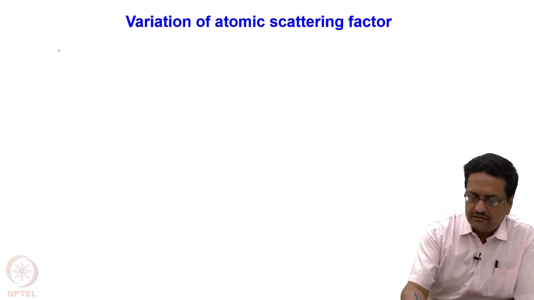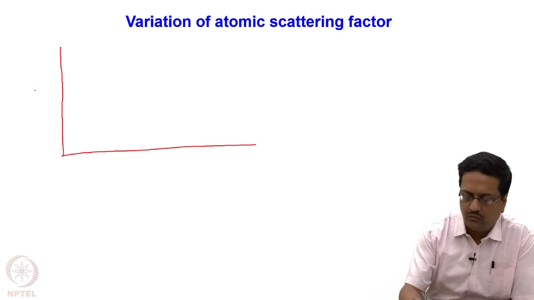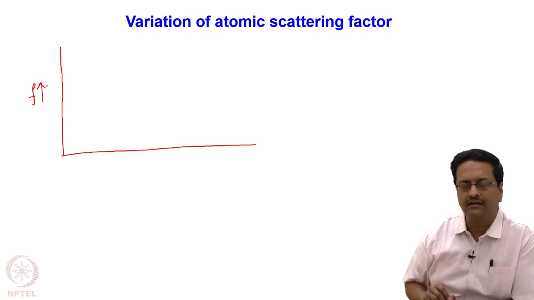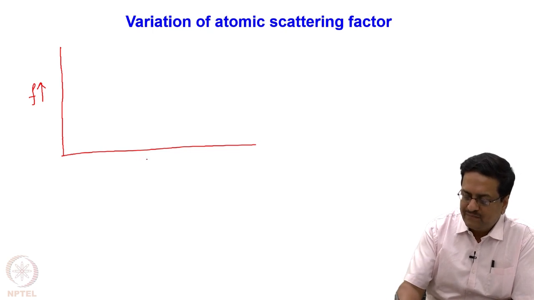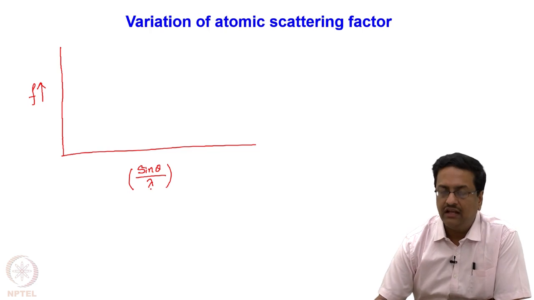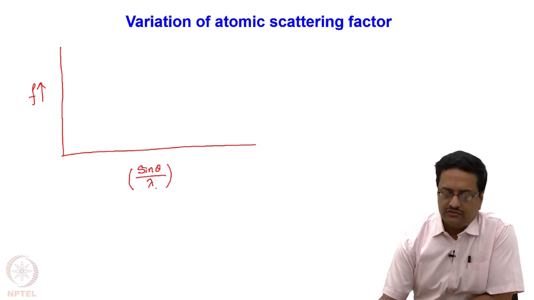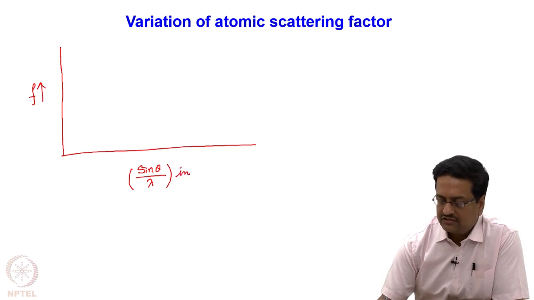The scattering factor F is represented along Y. Remember, this scattering factor corresponds to the atomic number Z, and if we try to plot sin theta by lambda on the x-axis, remember lambda is represented in angstroms, so 1 by lambda is being represented in angstrom inverse unit.